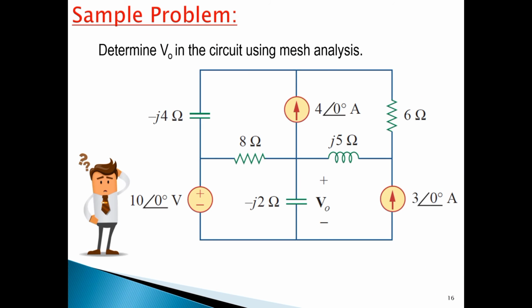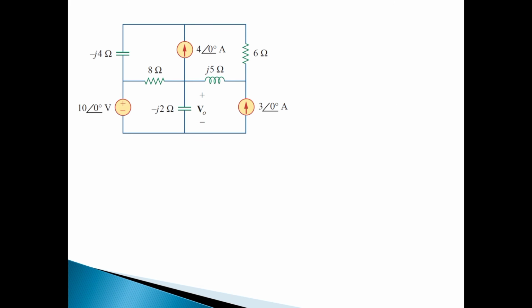Next, determine VO in the circuit using the mesh analysis. So we have here a current source in the middle of two meshes. In this case, as you can remember, we have to apply supermesh. Okay, so this will be our supermesh. Then let's assign mesh currents. Say this is I1, this is I2, this is I3, and this is I4.